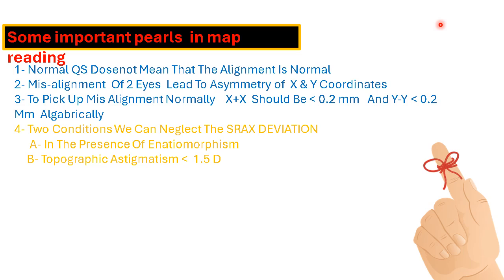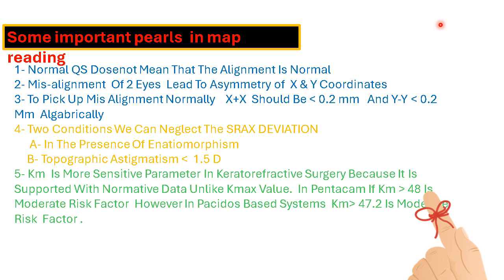However, this variable is neglected in the presence of what's known as enantiomorphism, and also when the difference between the topographic and total astigmatism is less than 1.5 millimeter. The difference between topographic and the total astigmatism less than 1.5 diopter. And also, as I said before, the Km value is a more sensitive parameter in keratorefractive procedures because it is supported by the normative data, unlike the Kmax value.